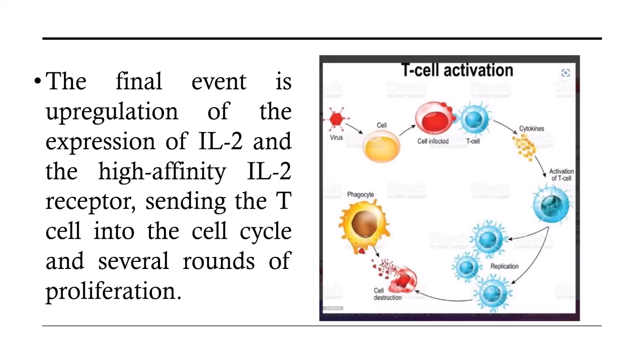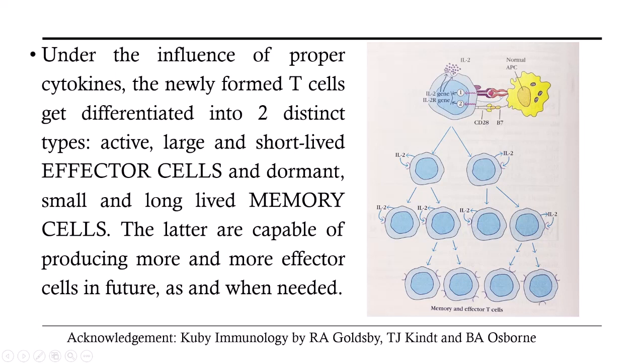Under the influence of proper cytokines, the newly formed T cells get differentiated into one of the two distinct types: active, large and short-lived effector cells, which do the work presently, and dormant, small and long-lived memory cells, which are meant for future. The latter are capable of producing more and more effector cells in future as and when needed.